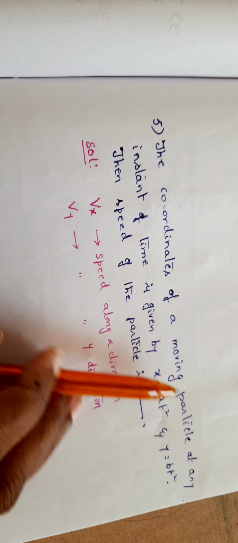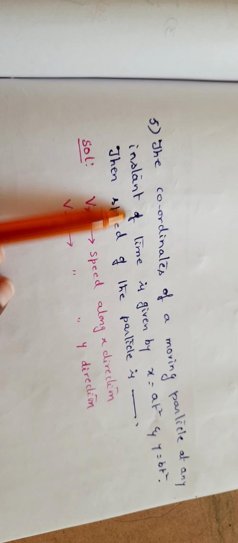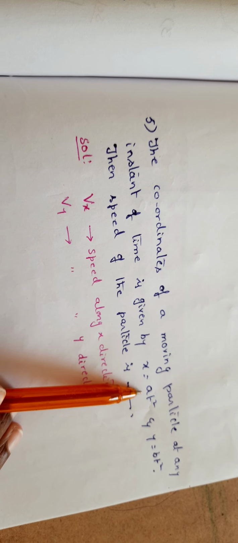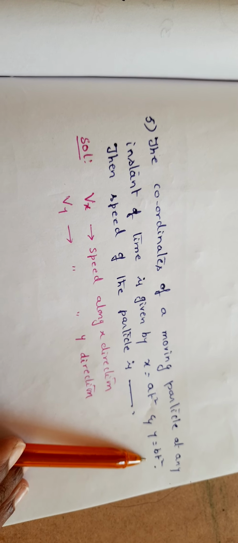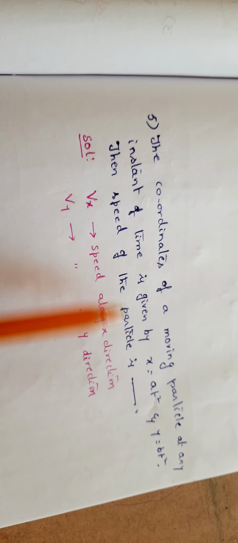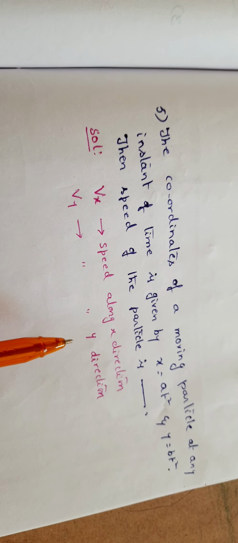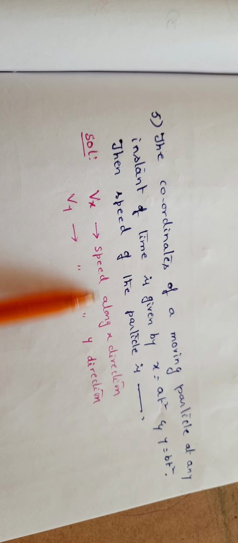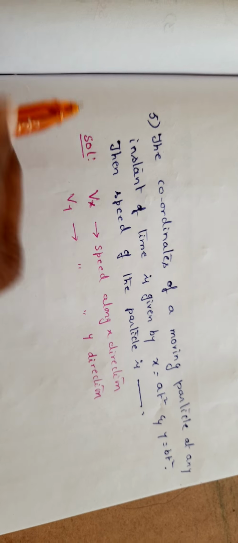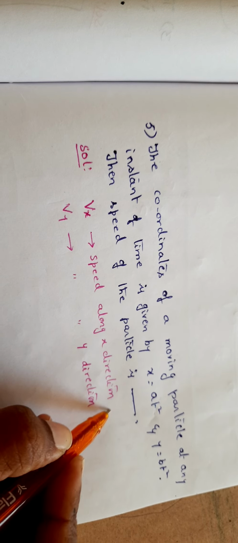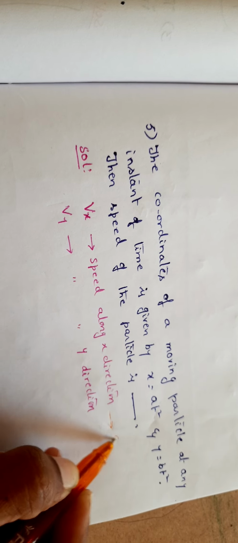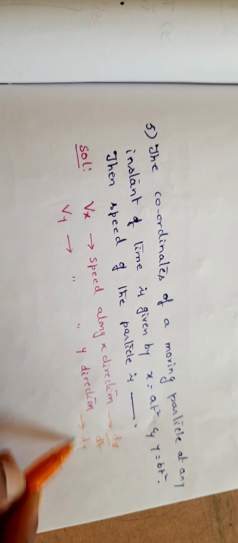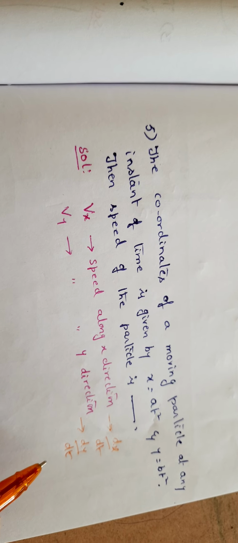The coordinates of a moving particle at any instant of time are given by x is equal to at square and y is equal to bt square. Then the speed of the particle is, I already gave you the hint, right? So that means we are going to find the speed along x direction. How do you find it? Speed along x direction, you are going to find it out as dx by dt, and along y direction it is dy by dt.